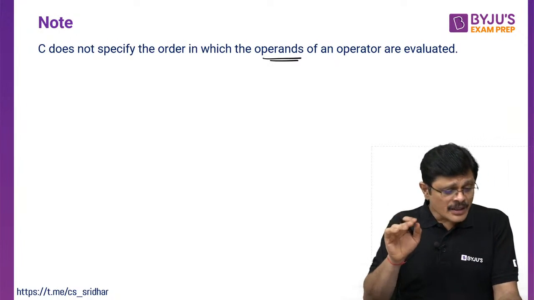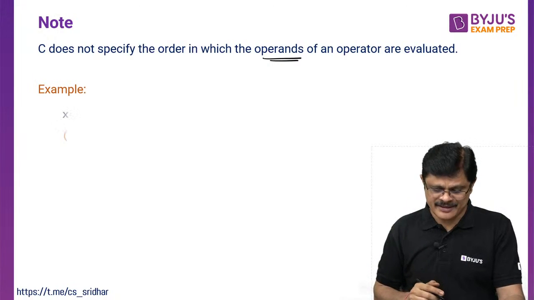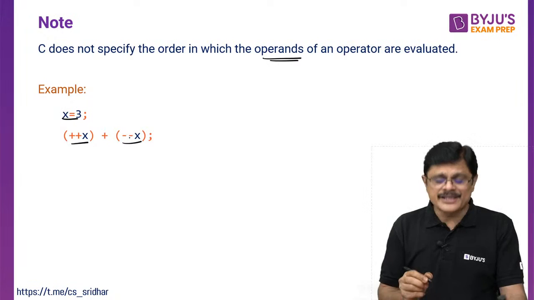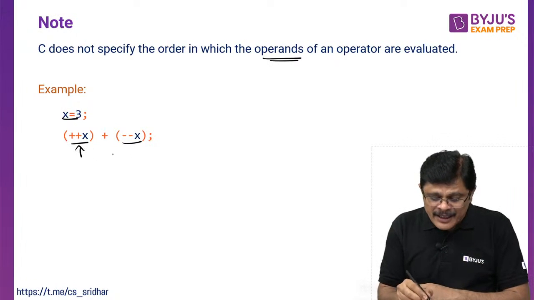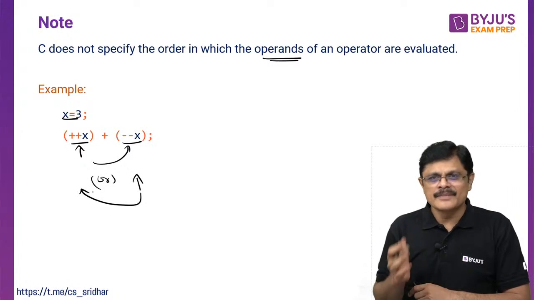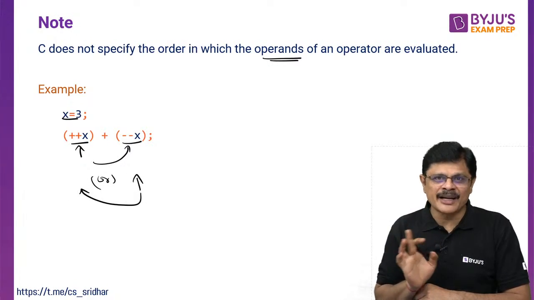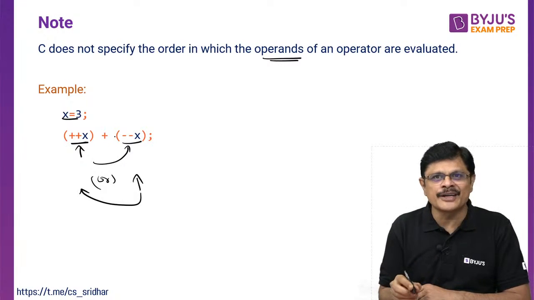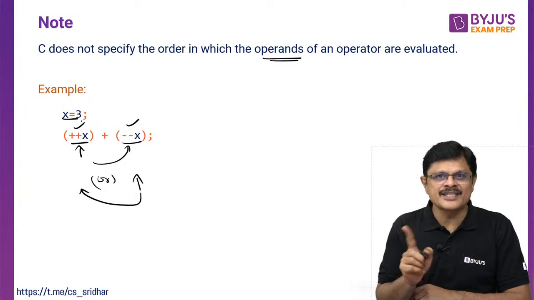So here you have to be careful, my dear friends. For example, you see X is equal to 3. When you do this, whether first this is evaluated followed by this, or first this is evaluated followed by this, we do not know. Am I clear? C does not specify that particular, my dear friends. C does not specify. That is, before this plus these two get executed. But whether this first or this next, C does not specify that.